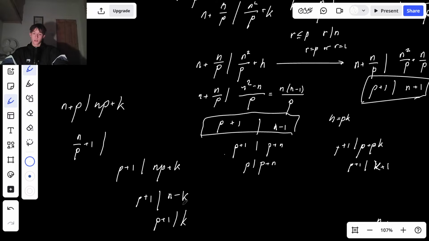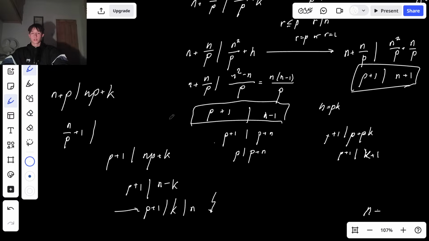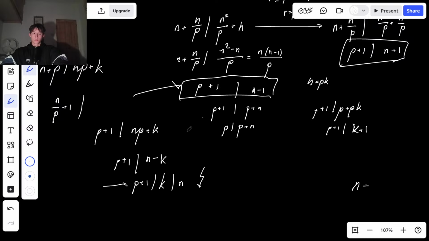P plus 1 should divide k, and k divides n, which means that there was a factor less than p, which is prime, because p is not equal to 2, so p plus 1 is not prime, that divides n, which is a contradiction. So this case of p plus 1 dividing n minus 1 is just impossible. So the only case we have is that p plus 1, the smallest factor, must divide n plus 1.